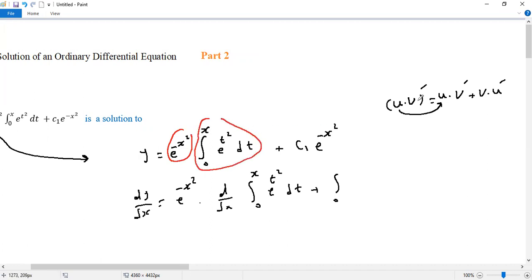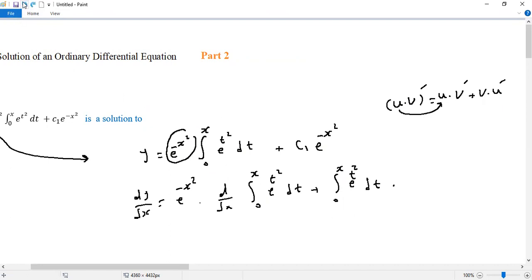So see the rule, uv. Now the u is e to the minus x squared, and the v is the same, plus now the second, which is the integral from 0 to x of e^(t squared) dt, times the derivative of the first one, the derivative of u. See the rule, v times u prime. So now this is v times u prime.